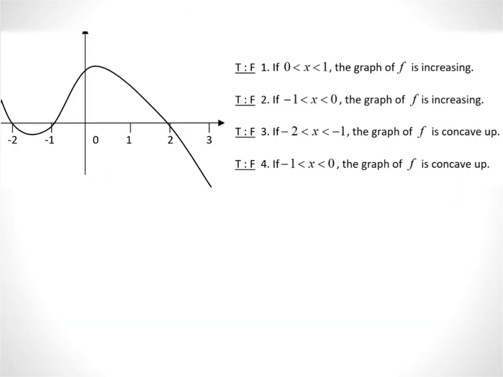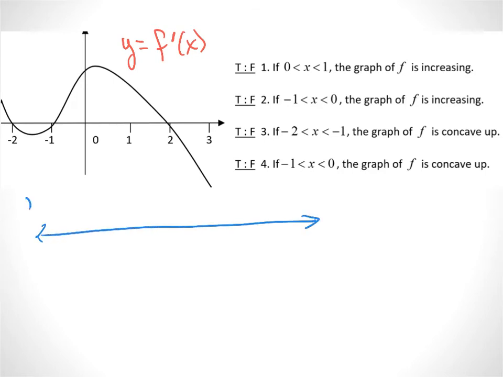One last one for us. Again, this is y equals the derivative of x. So this is the derivative of x again. Let's go ahead and make our first derivative number line. Here at negative 2, the first derivative is 0.